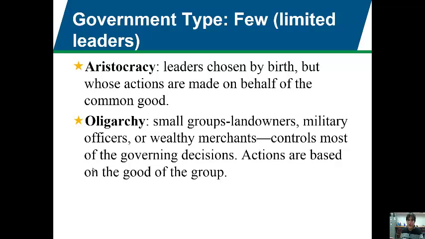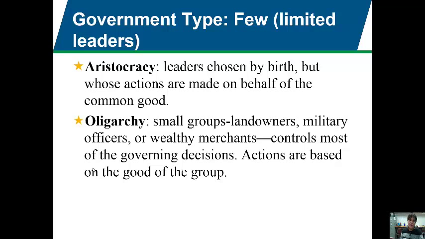The other one is the oligarchy. Oligarchy is where you have just a small group that are within the inner circle of government. These could be landowners, military officers, even very wealthy merchants or business owners. Those small groups control most of the governing decisions, and actions are based on the good of the group. What I mean by that is that the actions of these small groups only benefit the small groups. The population at large is kind of left out of the benefits of belonging to the oligarchy.